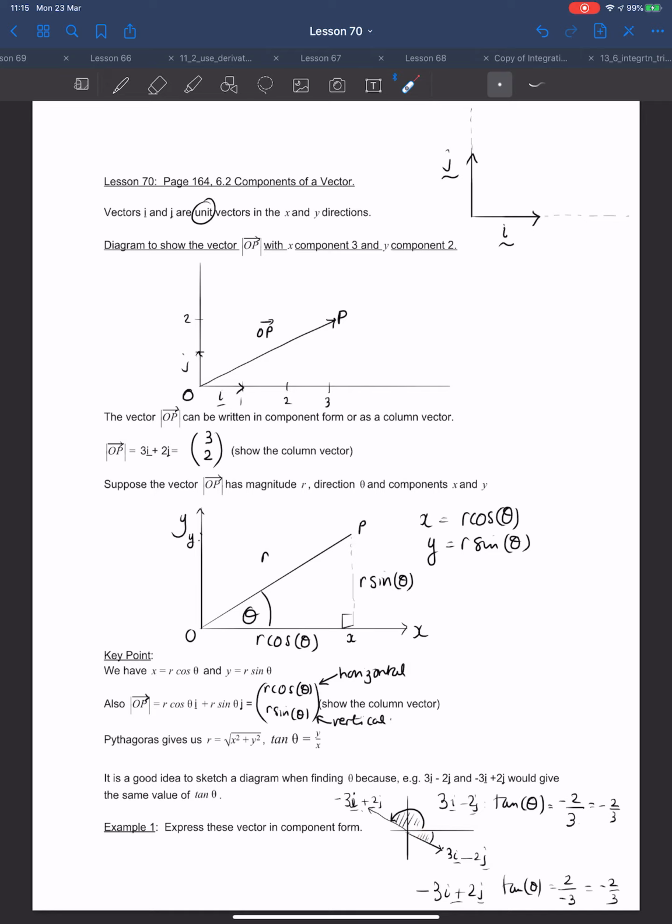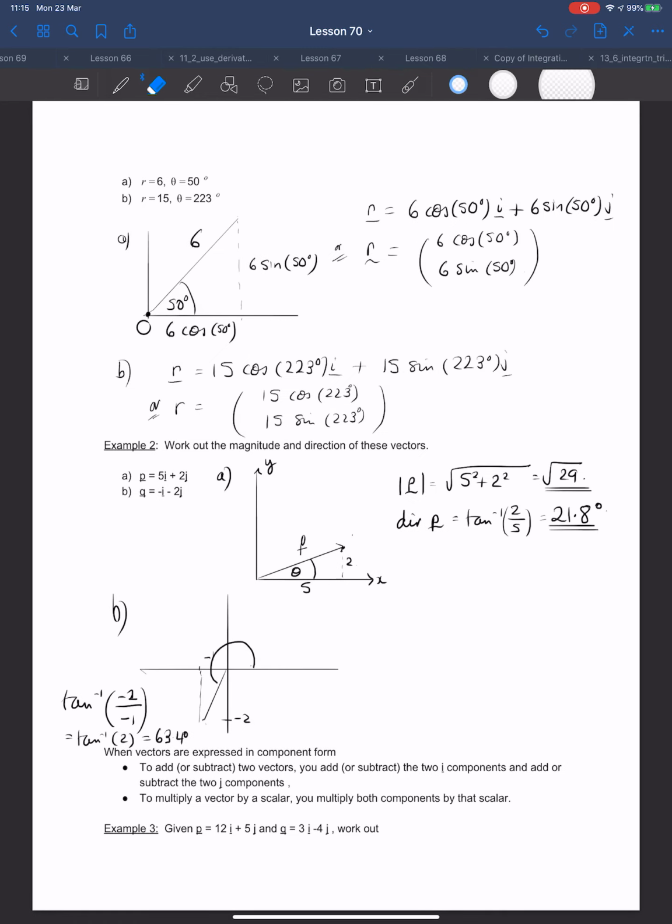Sorry, it's if the i component is negative. If the i component is negative, so it's in this quadrant or this quadrant, doing this tan inverse will give you the wrong angle. Because if it's over here, it's going to give you the angle down here. If it's over here, it will give you the angle in this quadrant. So basically, if the i component is negative, you've got to add 180 on to the angle that it gives you on the calculator, because then it'll give you the right angle.